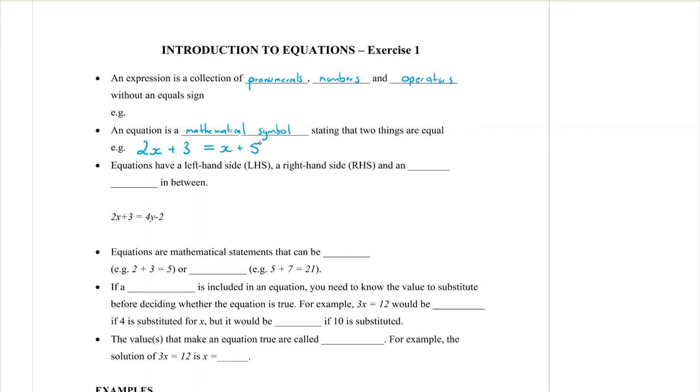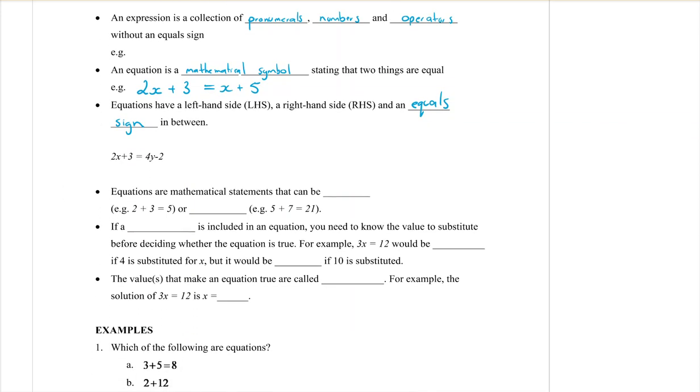And so that comes to the next point. It says equations have a left-hand side. So you'll see for short there, LHS stands for left-hand side. And a right-hand side, which is RHS. And an equal sign in between. So here is another example. So 2x plus 3, that is our left-hand side. The 4y minus 2, that is the right-hand side. And in between the two of them, we have an equal sign.